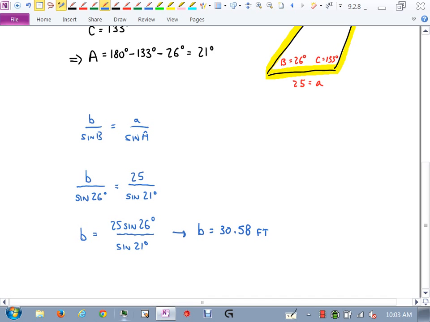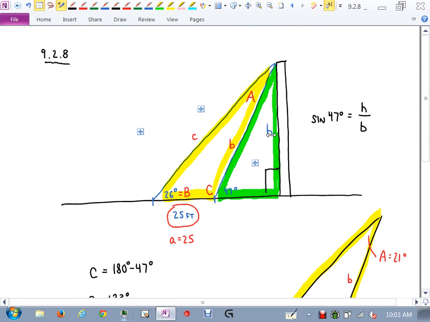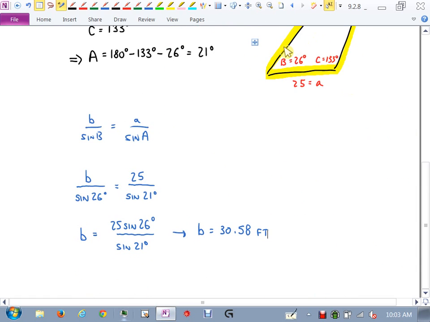Are we done? No. Now we go back up to the whole reason we did all this. We did all this because we knew that way up here, on the green triangle, sine of 47 was h over b. And now I know what b is, right? So I'll write that down on the next page.